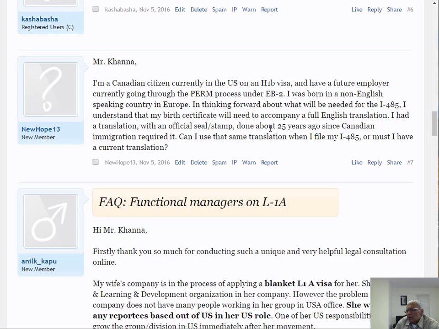I would rather have you do fresh translations. There's no law against it, there's no expiration date on these things, but USCIS can usually insist on something more recent. Remember one thing, translations can be done by anybody as long as they know both languages.